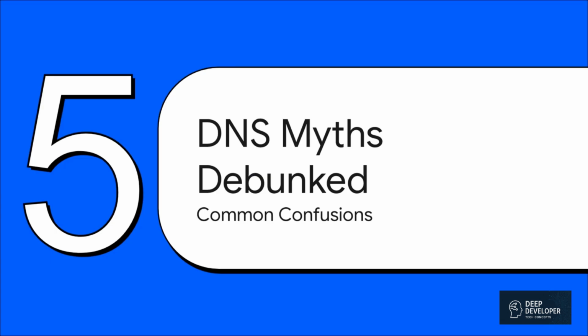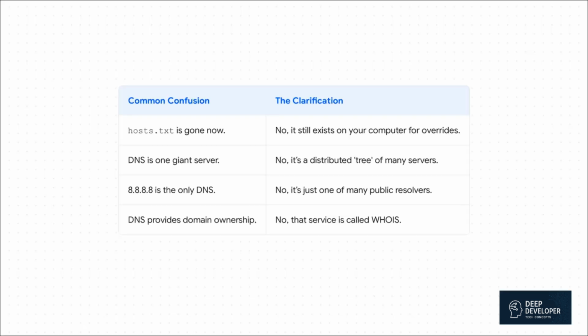Now that we've seen how it all works, let's clear up some common confusion. It's time for a little DNS myth-busting. All right, let's go rapid fire. Common confusion number 1: hosts.txt is gone. The clarification? Nope, it's still on your computer and you can use it for manual overrides. Myth 2: DNS is one giant server somewhere. Totally false. It's a distributed tree of thousands of servers all over the world.